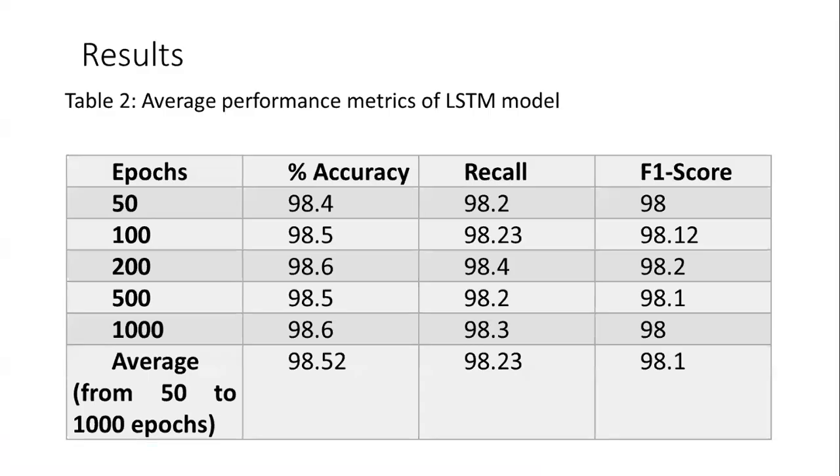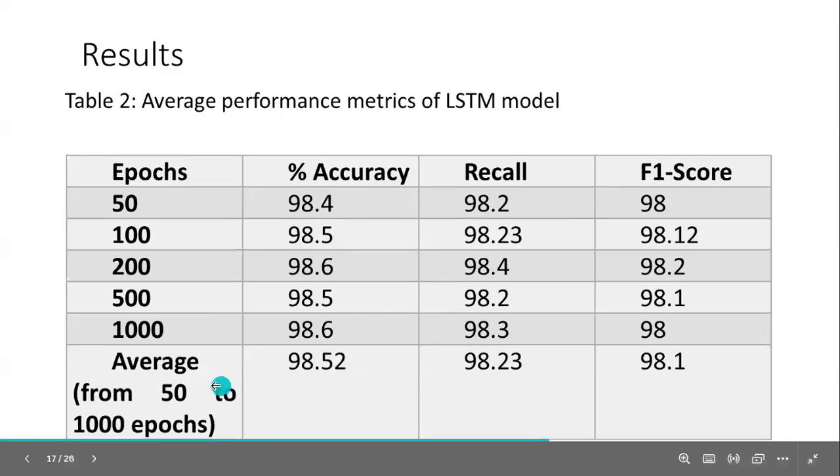Now, one such scenario was explained in the previous slides. Likewise, when we take 50 epochs, the average accuracy which is being calculated is this, the recall is calculated this, and F1 score is this. Like that for various epochs, these are the evaluated accuracy, recall, and F1 scores that we have got. And finally, we have taken the average of those.